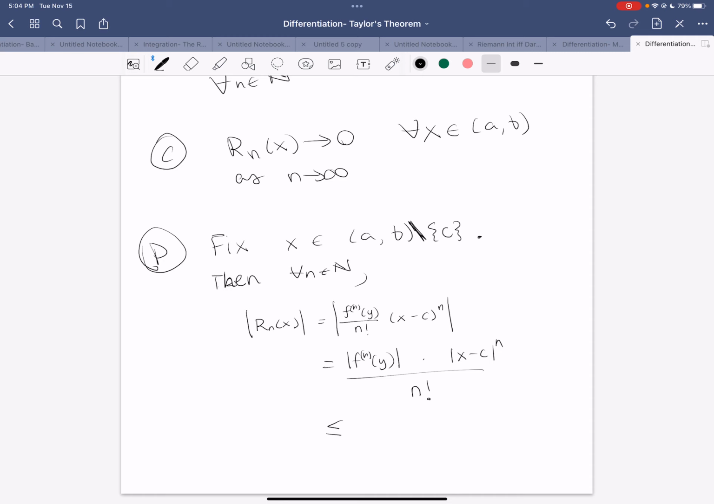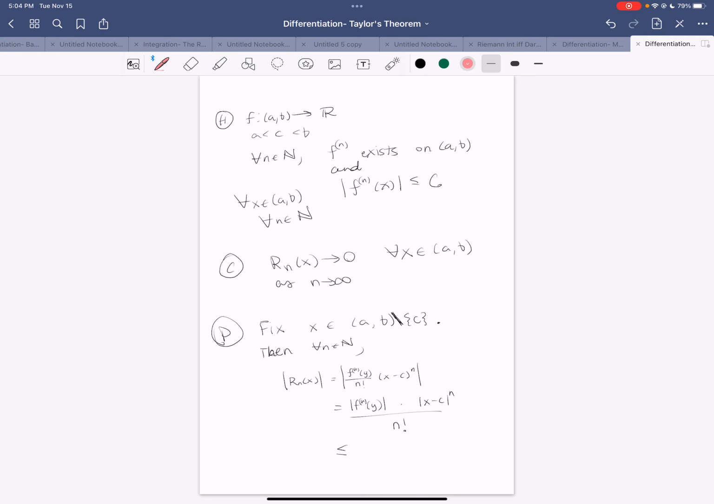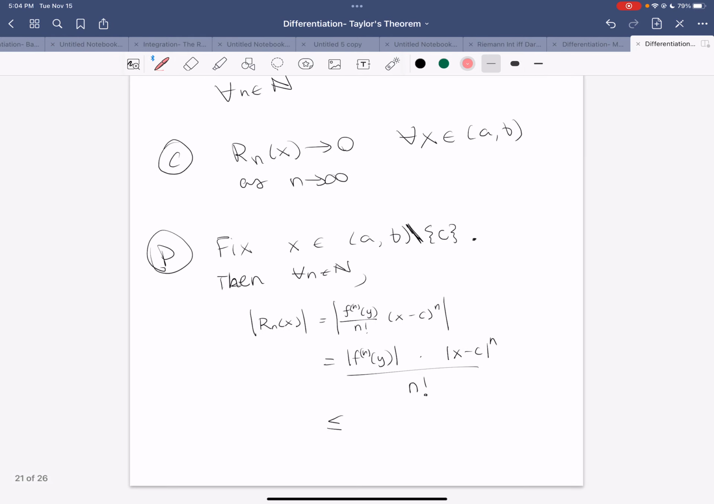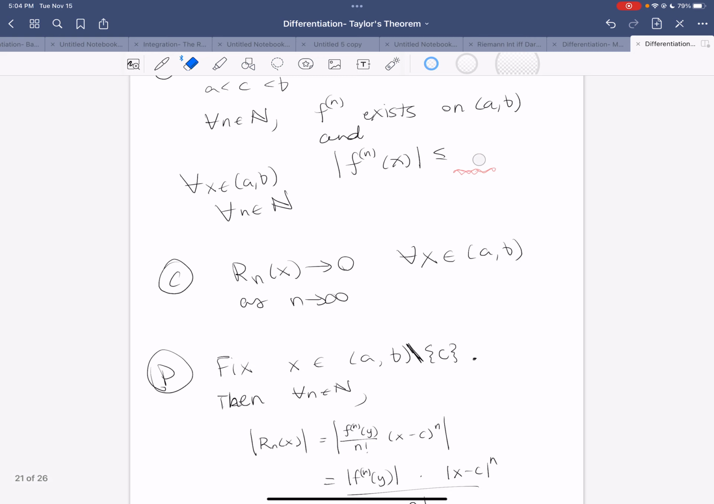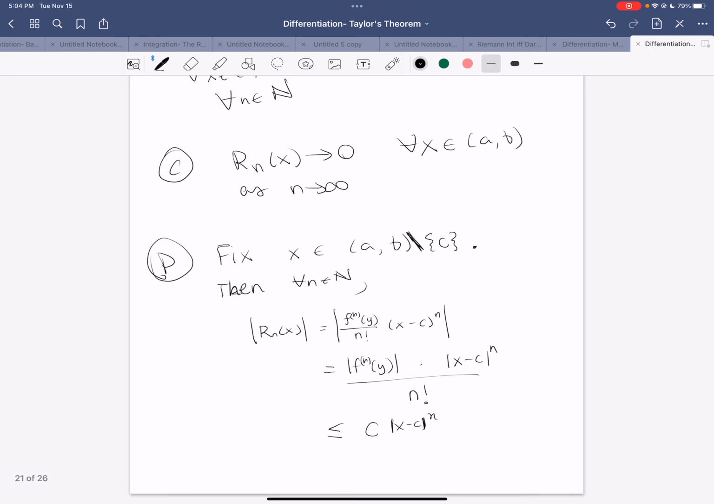But now remember, by hypothesis, this is going to be less than some constant c, right? So c is an upper bound for all those derivatives. So this will be less than a constant, and then we'll have |x minus c|. Perhaps c was the wrong letter, maybe I should have used M. M for max. Okay, over n factorial. And now we know that factorials grow way faster than exponentials. So this is going to go to 0 as n goes to infinity.